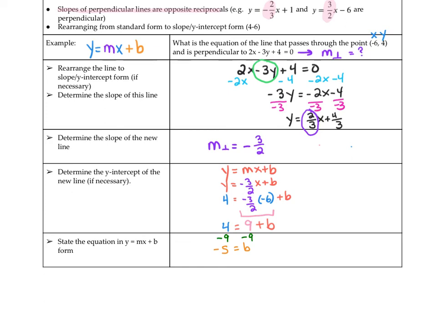And then your final answer becomes y equals, the slope would be -3/2, and the y-intercept is -5.